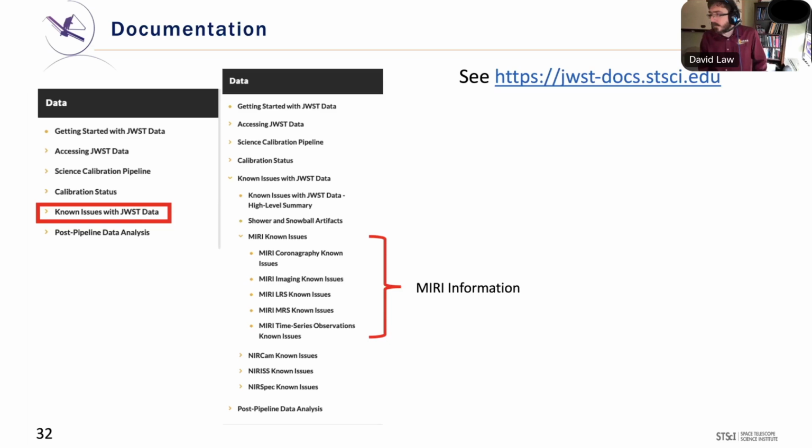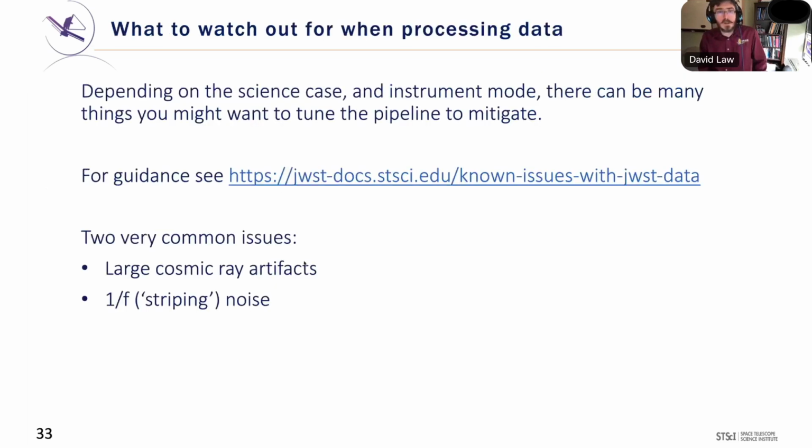So what I thought would be useful to do now was to try talking through just a couple of those examples. Two of the issues that affect almost all Webb data, what they look like, and in these cases, why you might want to modify the pipeline in order to deal with that data. This is information that you'd find on the known issues page that I was just talking about. Two very common ones you'll see there are either large cosmic ray artifacts or the so-called 1/f striping noise. We'll start with the second one first.